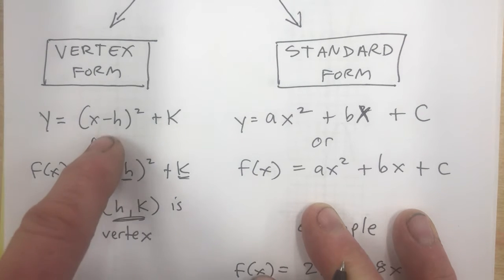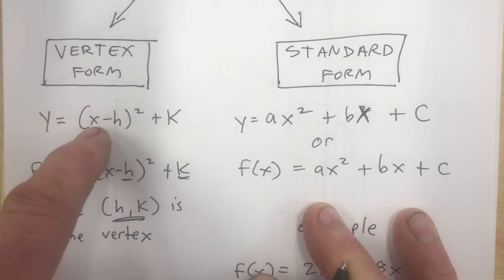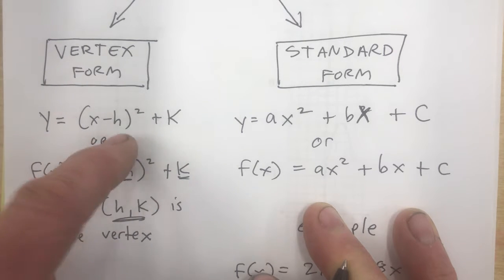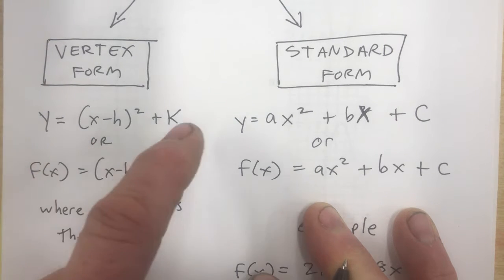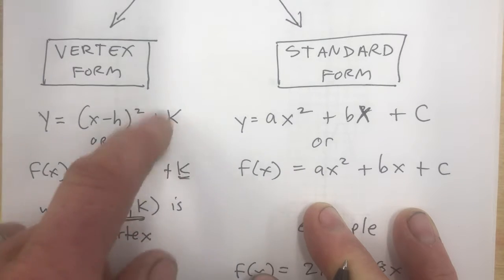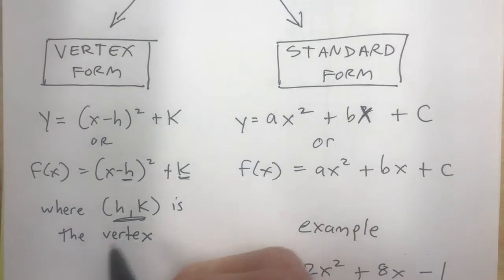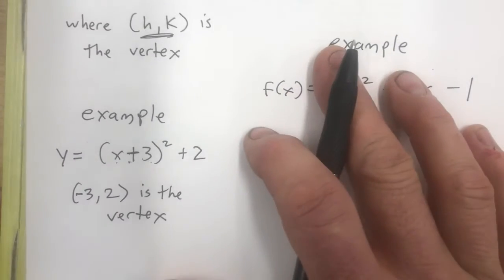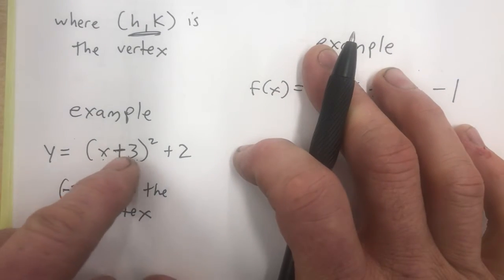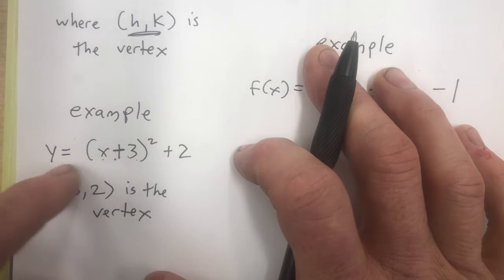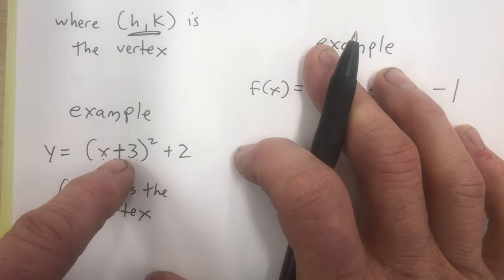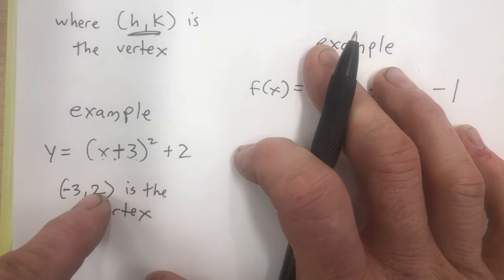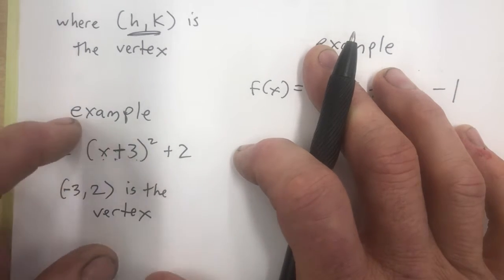Vertex form looks like this, y or f of x equals, either one. But what you have is x minus h squared plus k, where h is the horizontal movement of the vertex and k is the vertical movement of the vertex, where h and k is the vertex. Here's an example right here. This is vertex form, and right here -3 would be my x coordinate of the vertex, and then +2 would be the y coordinate. So that's vertex form.